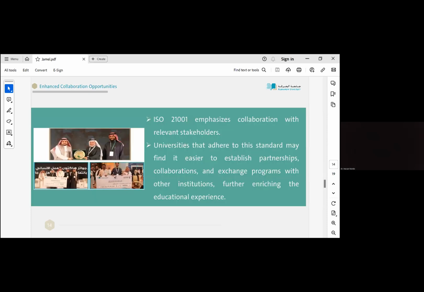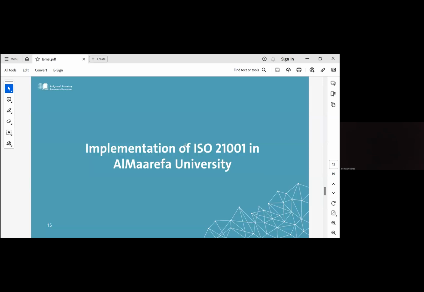Now, they said we are not alone in this process. We have to collaborate. So our university enhanced collaboration opportunities. ISO 20001 emphasizes collaboration with the relevant stakeholders, and that's what we did. This picture is showing us how we cooperate with other institutions. Universities that adhere to this standard may find it easier to establish partnership, collaboration, and exchange programs with other institutions, further enriching the educational experience. So in all of us, we believe in that.